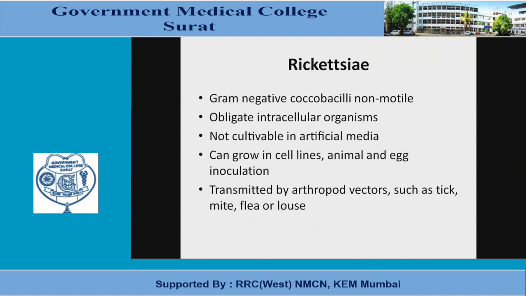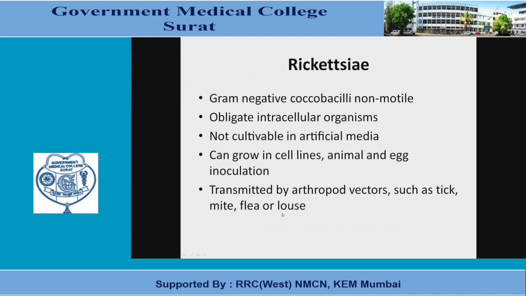They are non-motile. They are obligate intracellular organisms. These are the characteristic features of the rickettsia. They are non-cultivable in artificial media. They can grow in cell lines, animals, and egg inoculation, and they are transmitted by arthropod vectors such as tick, mite, flea, or louse. So any of these can be the arthropod vectors for the transmission of these infections. So these are the common characteristics of this organism.